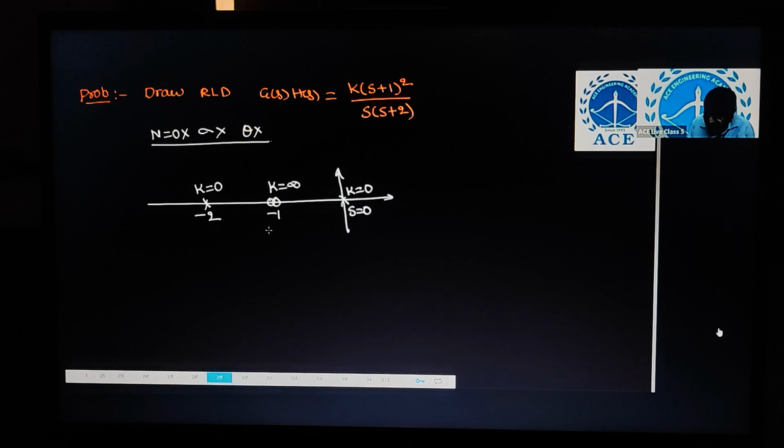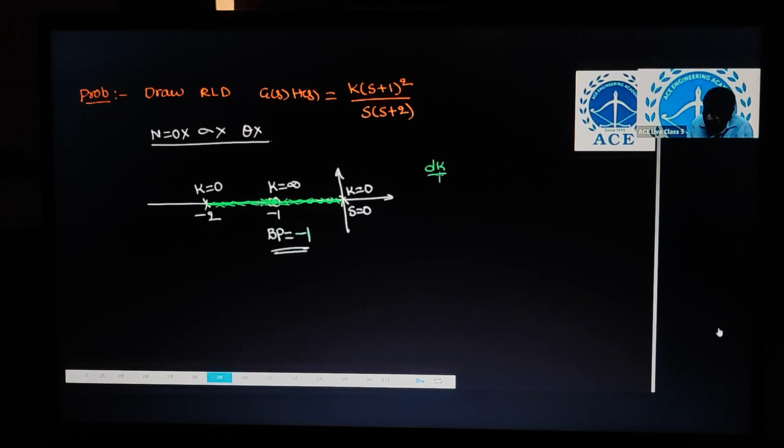Because there is one breakpoint you find here. The breakpoint is minus 1. How can you say? It is a repeated zero location. Here root locus branch exists. As K increases, both the poles move in opposite directions, both the poles occupy the zero. It is just like a breaking point, 2 poles meeting at K equal to infinity. 100% it is a breakpoint at minus 1.